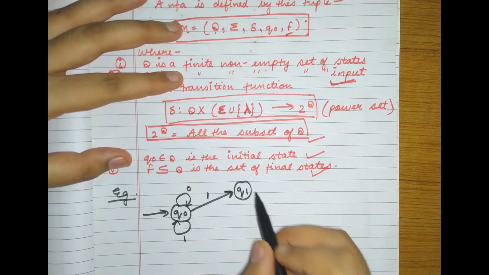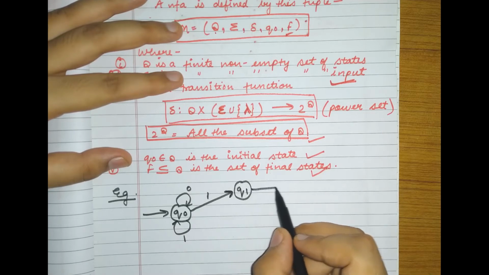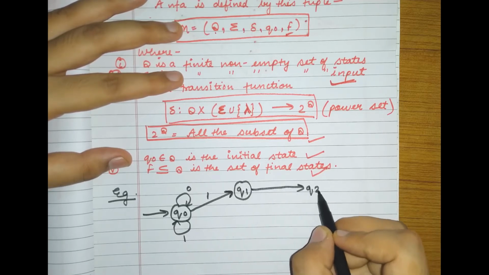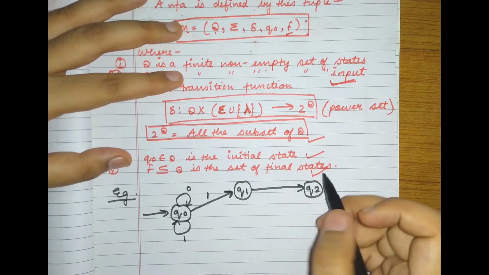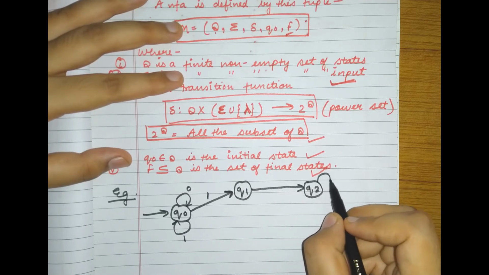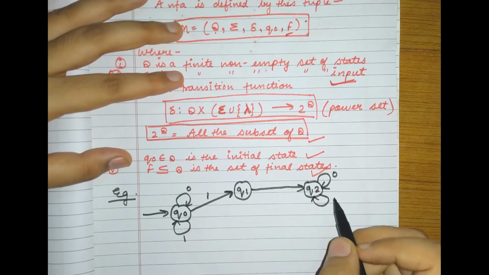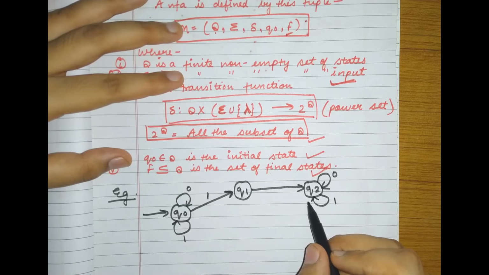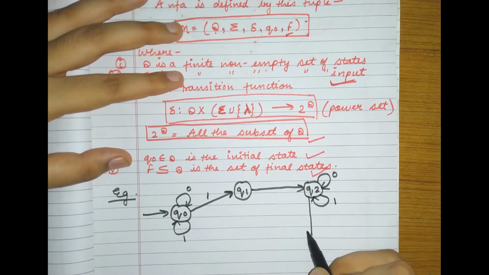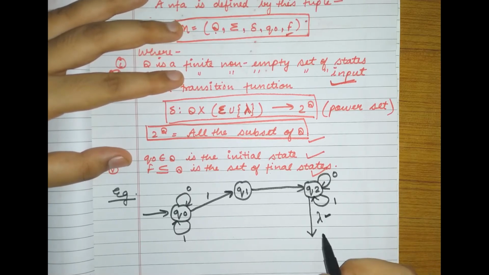Again, if we are in state q1 and we receive 1, we enter the next state, that is q2. When we are in state q2 and receive 0, we stay in the same state, and the same goes for 1. And from state q2 I am making a move that is null. This is also different from a DFA, because null moves are not accepted in a DFA, but here it is accepted. After receiving null, we enter our final state, that is q4.